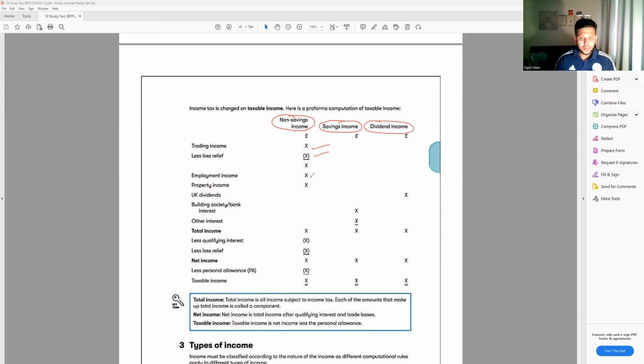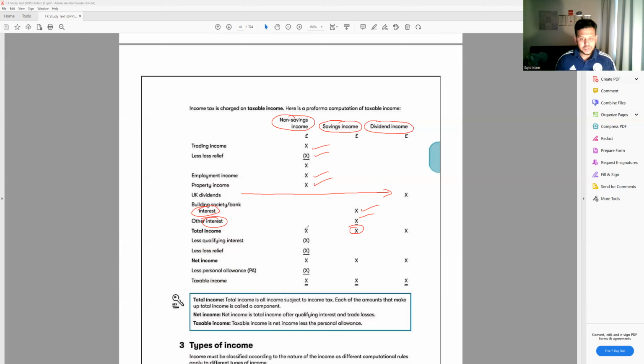Then we take the employment income, property income. So all this is my non-savings income. After that, we can take the dividend, or we can take dividend later on. We can take the building society, it's the same thing. So building society or bank interest, that's my savings income, or other interest. Remember that mainly the interest is the savings income. And after that, we add these two together. That's my savings, and that's my dividend.